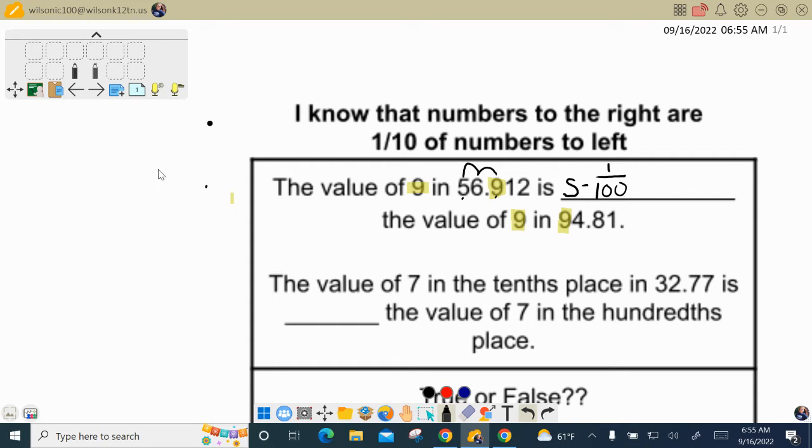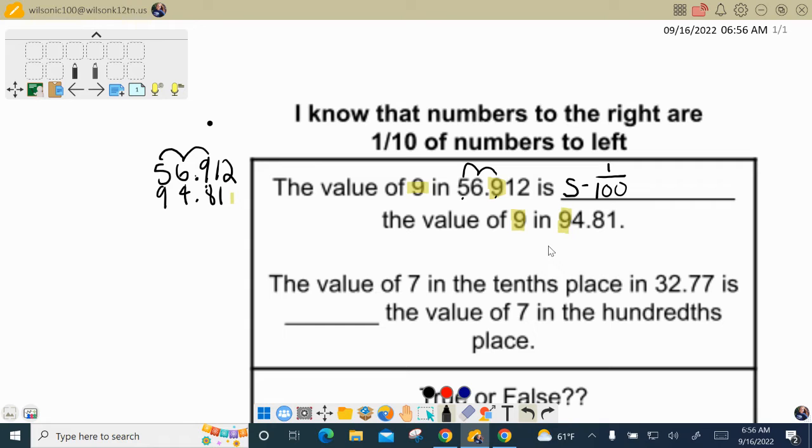I know for some people it might be kind of hard to see that. So let's go ahead and write them off to the side and stack them up with our decimals. So I have 94 and 81 hundredths. As you can see, if my decimals are stacked, it's going to be 1, 2 hops. So it's going to be 1 100th. Let's read that sentence all together here. It says the value of the 9 in 56 and 912 thousandths is 1 100th of the value of the 9 in 94 and 81 hundredths.